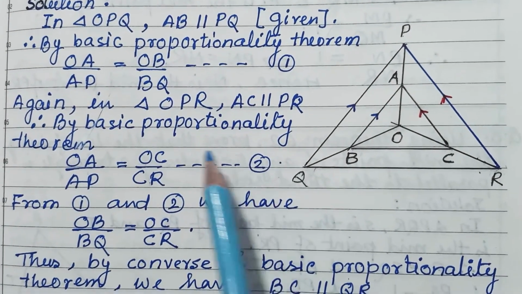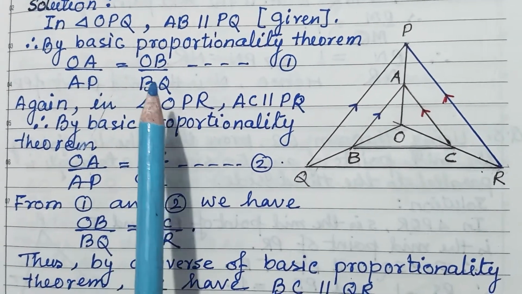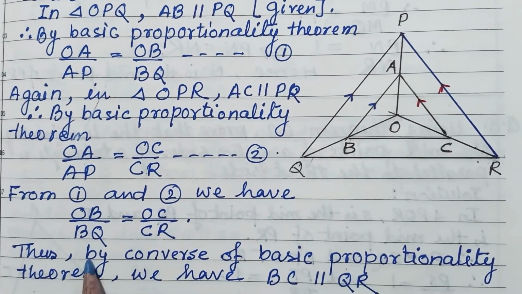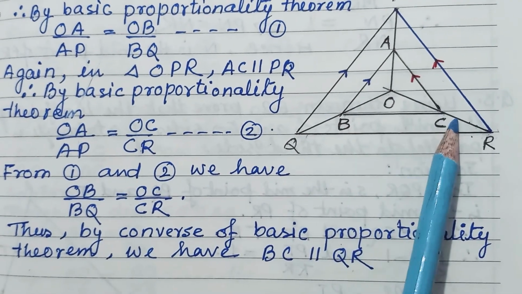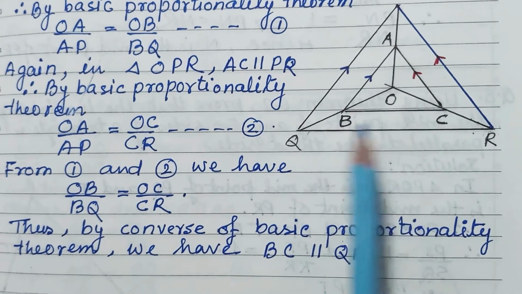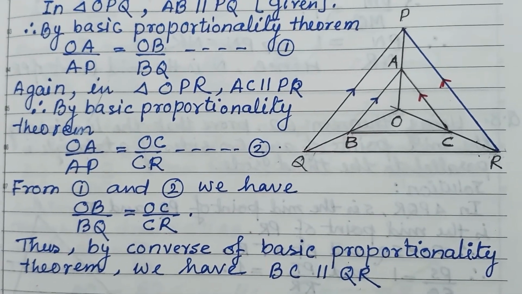Now if you compare the first and second relations, the left hand side is the same, so the right hand side is equal. Therefore, by the converse of basic proportionality theorem, since these ratios are equal as given, we can write BC is parallel to QR. Got it? Thank you very much.